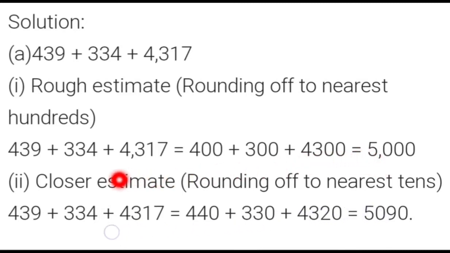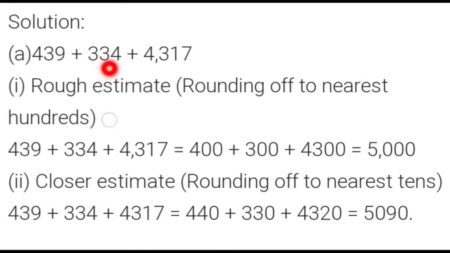Now let us do the same sum as a closer estimate by rounding it off to the nearest tens. Now this 439. We are going to see only the tens. We are going to write the number of hundreds as it is. 39 lies between 30 and 40. It is very close to 40, so we will be writing 440. 300 will be written as it is.